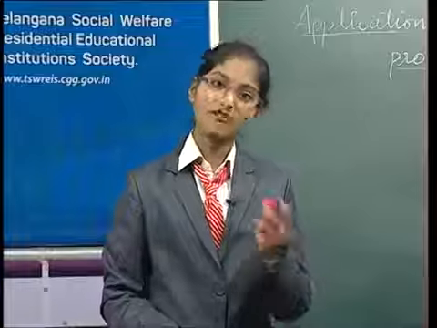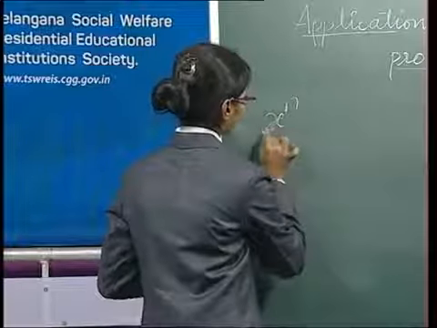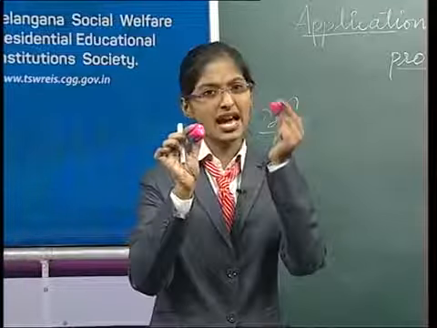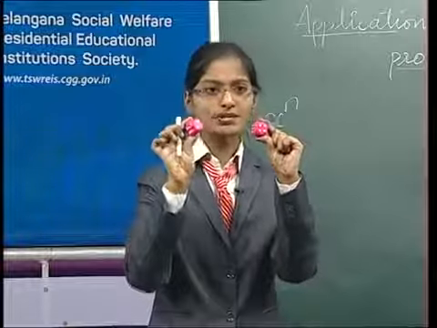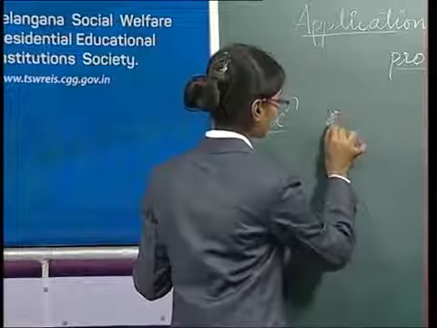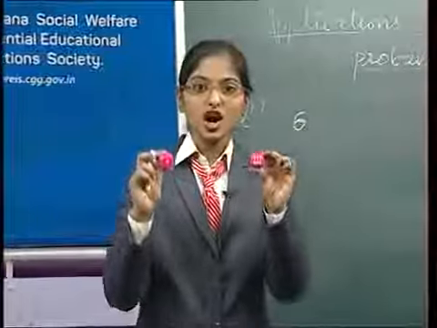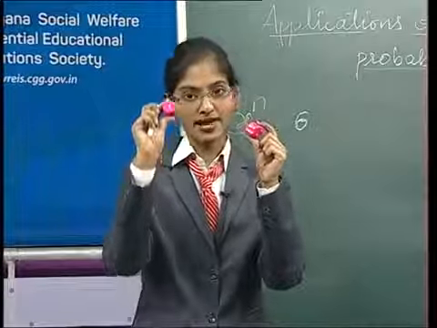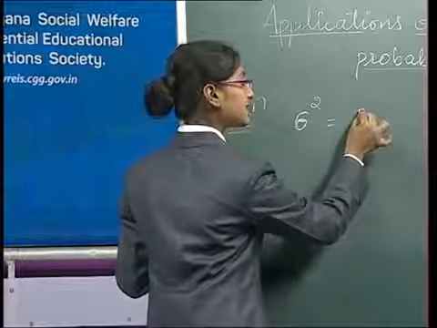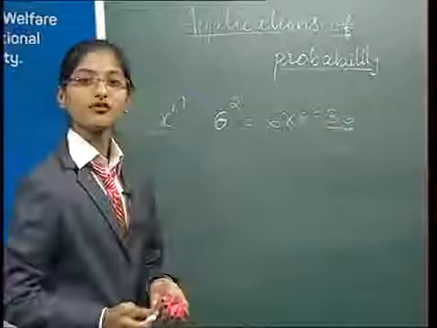We have to substitute them in the formula. What is the formula? x to the power of n. Here the x refers to the number of sides. This object has 6 sides and this object has 6 sides. So, taking it in common, it is 6. And n refers to the number of objects. How many objects are there? 2 objects, 1 and 2, right? So, 6 to the power of 2, that means 36. There are 36 total outcomes.